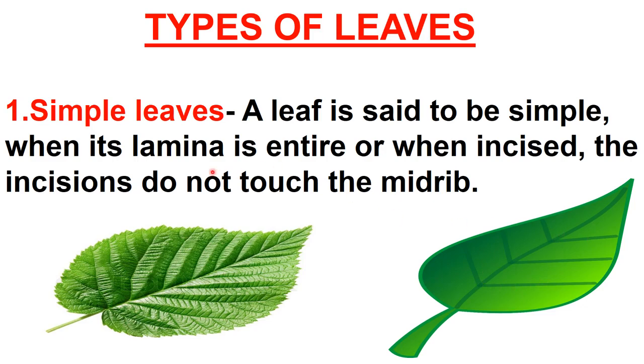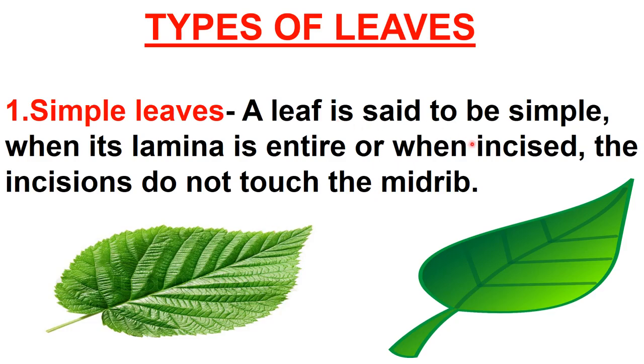So a leaf is said to be simple when its lamina is entire, as you can see here. This lamina is entire, there is no incision, meaning there is no cut in the lamina, so this leaf is called a simple leaf. And this leaf is also a simple leaf. These incisions are present here, but these incisions are not touching the midrib, so such a leaf is also called a simple leaf.